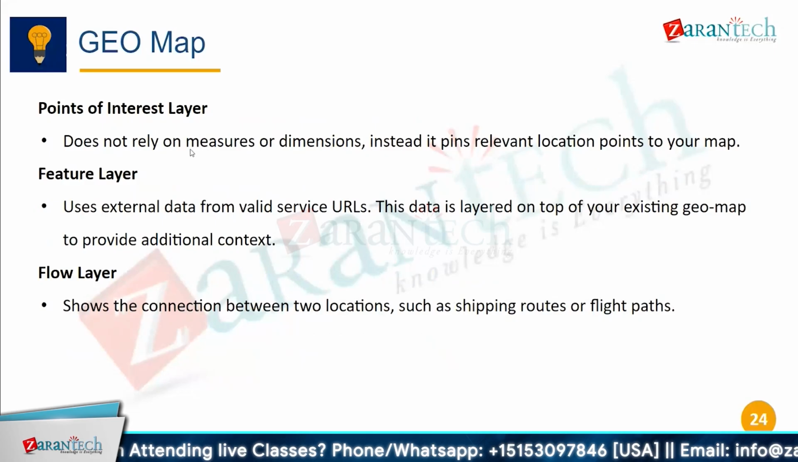Next is point of interest. When you have a pin option to show a certain location, you can select the point of interest layer. Then we have the feature layer. For example, you have a different data set coming from an external party. You can use that data set, and for that you can use this feature layer.